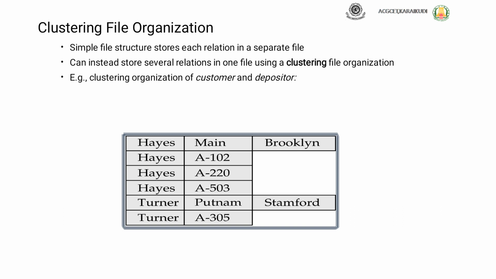Here, many large-scale database systems do not rely directly on the OS for file management. Instead, a file is allocated to the database system, and the database system stores all relations in this one file and manages the file.